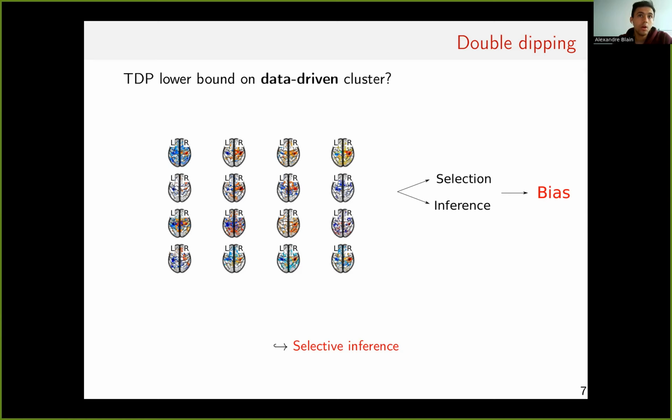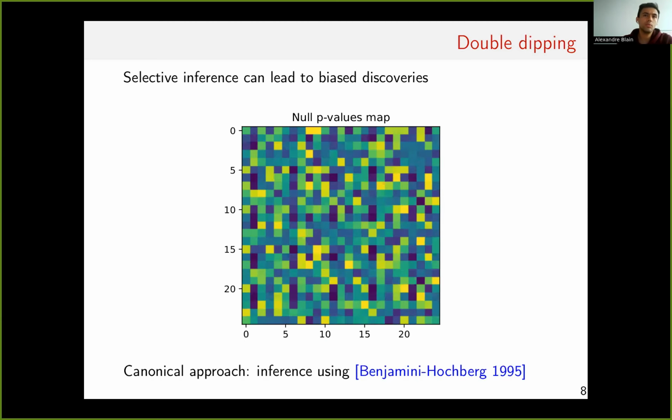And so this is something that is well known in the community, but I still want to emphasize it on a really trivial example, which is the following. So here you have a map in 2D on which we have generated null data, in the sense that this is null.